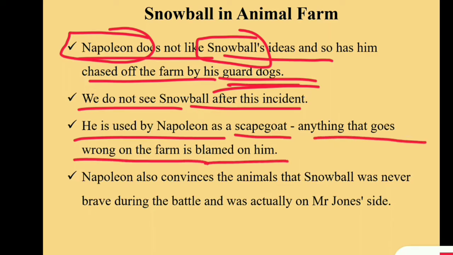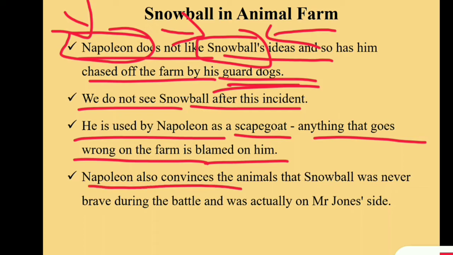Here, even when he was not present on the farm, because Napoleon himself had chased him away, whatever wrong thing happened, he used to put upon Snowball. Okay, because of this particular animal, the condition of Animal Farm is bad. It is deteriorating. Anything used to happen, Napoleon used to blame him.